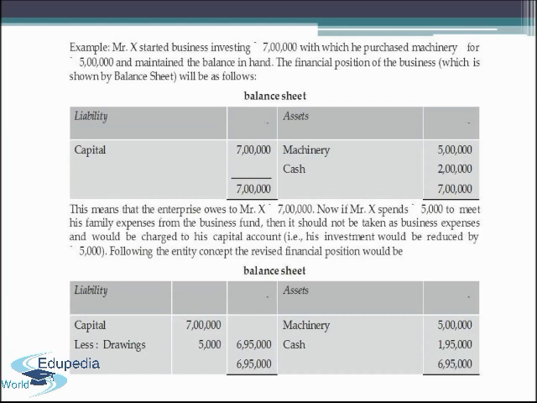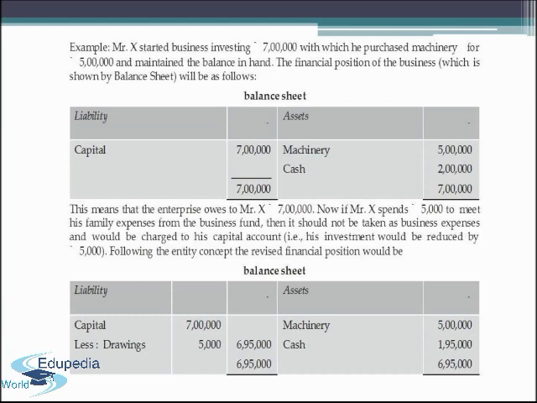So how will this transaction be accounted? The 5,000 which he has used for personal transactions will be deducted from his capital account and his capital will be reduced by rupees 5,000. So now, following the entity concept, the revised financial position would be as follows. The capital of Mr. X will be reduced by rupees 5,000 as drawings, or you can say personal expenses. So the remaining capital will be 6,95,000. And on the asset side also, the cash balance will be deducted by rupees 5,000. So the remaining cash balance will be 1,95,000. So again, the balance sheet will be balanced. The liability side will also be 6,95,000 and the asset side will also be 6,95,000.